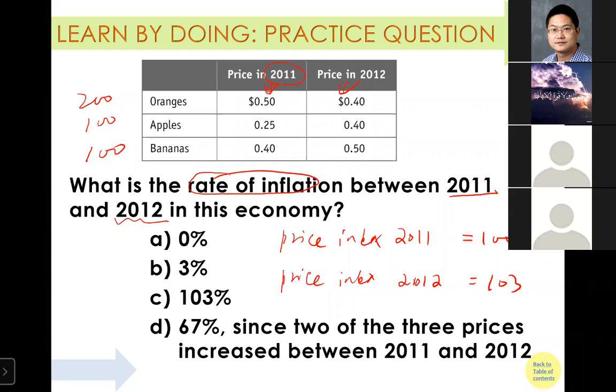And hence, the rate of inflation is 103 minus 100 divided by 100. Right? So if you multiply by 100, that is for normalization. So that gives you 3%.